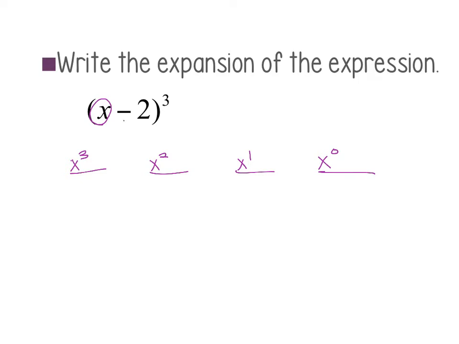And then I take the second term, which is a negative 2, so the negative stays with it. And I do the opposite, increasing from 0. So negative 2 to the 0, negative 2 to the first, negative 2 to the second, and negative 2 to the third. So I took the first term and raised it to n, worked its way down. Took the second term and did the reverse. Started at 0 and worked my way up to n.